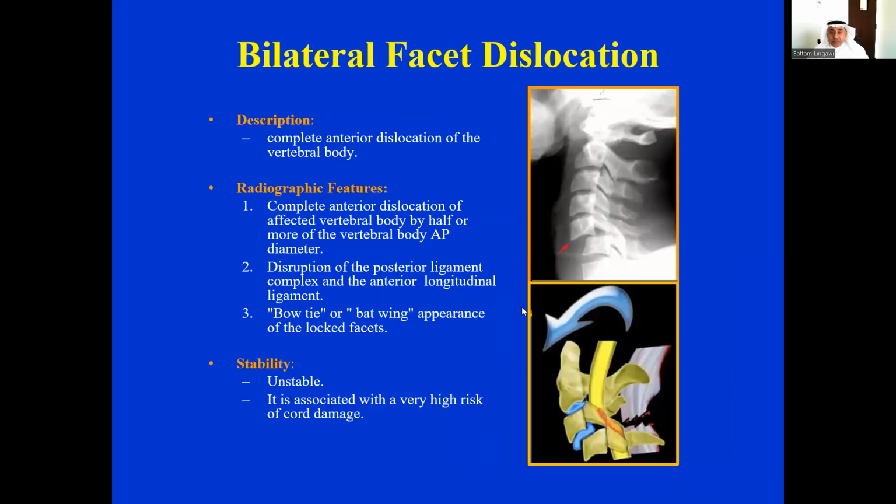Now, when it is bilateral, the translation is more than 50%. Complete loss of coverage, giving what is known as the bow tie appearance. This is one part of the bow tie, and this is the other part, and this is the knot in between. This is complete bilateral facet lock.